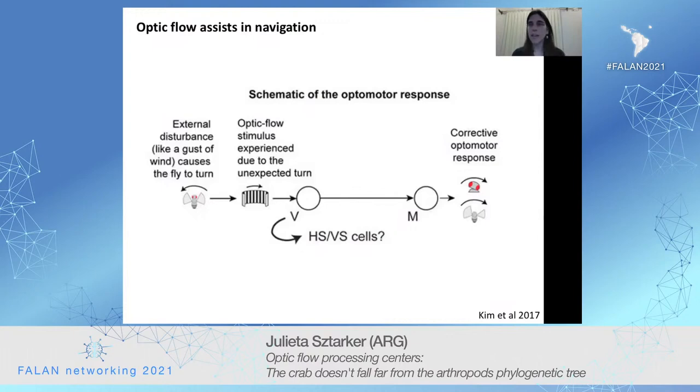For example, think of a fly trying to fly in nature from point A to B, and in the middle, a gust of wind makes the animal turn. And so the visual system of the animal will experience an unexpected movement of optic flow that will lead the optic flow processing center, which has directional neurons involved in horizontal or vertical stimulus, to connect with motor neurons in the neck or in the wings of the fly to perform corrective optomotor responses that lead the animal back to the original route.